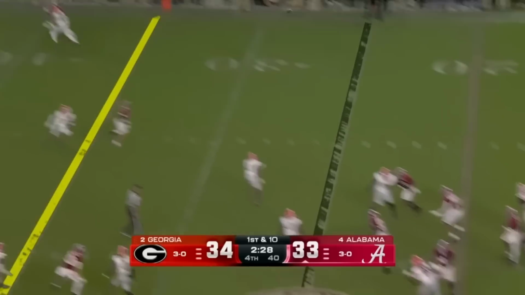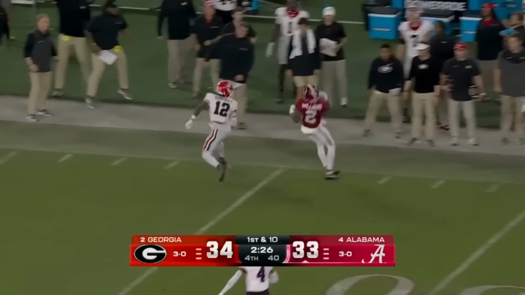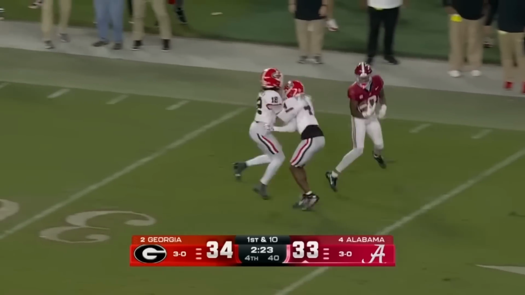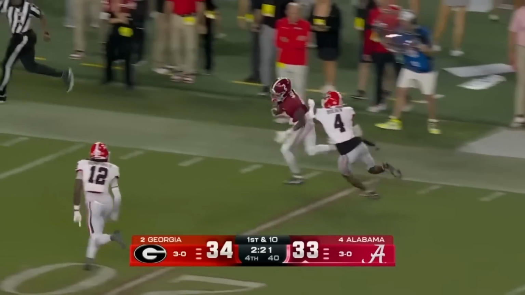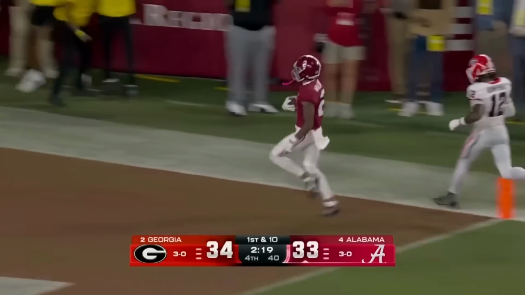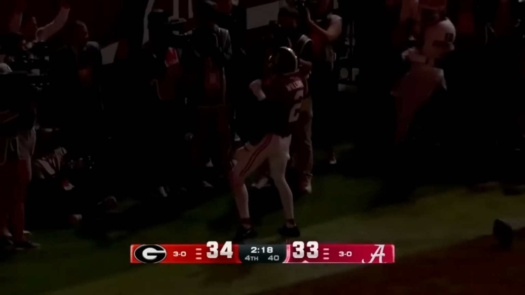He's got to have it right now. And they take a downfield shot. And the catch is made. It's Ryan Williams, still spinning free. Touchdown Alabama, they answer in one play.